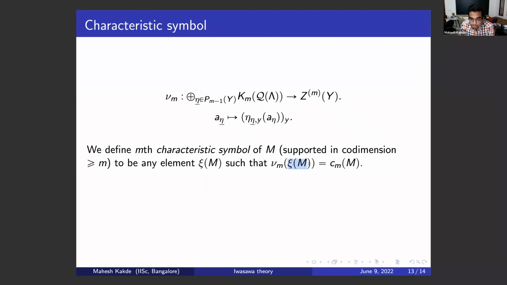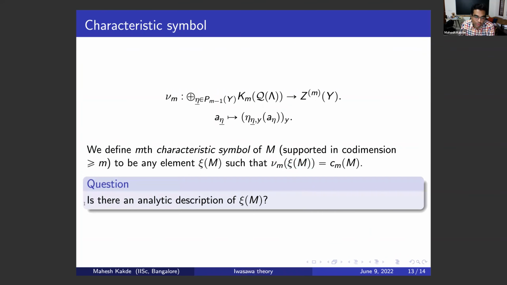Okay, all right. So the question, just to repeat the question one more time, is there an analytic description of this? The term analytic, I suppose, is used rather loosely here. I mean, some explicit description of this xi m. Is there a way to canonically choose this xi m?